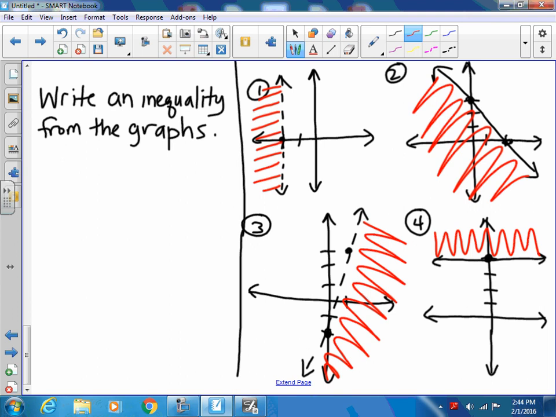All right, so there are the 4 graphs that we will be answering the questions to. All right, and you have the pictures drawn for you, so that's not the issue. The issue is now taking the pictures and coming up with the inequality that makes them. All right, so let's take number 1, for example.